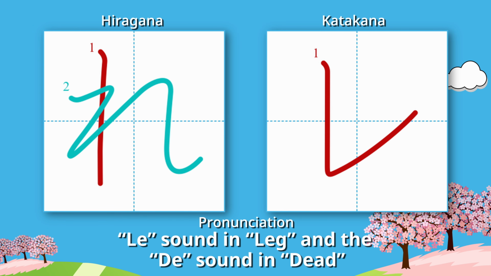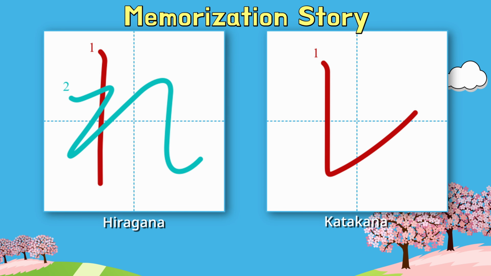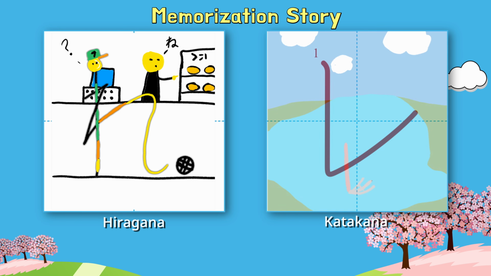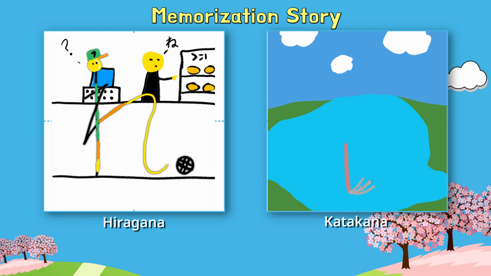These characters represent a blend between the le sound in leg and the de sound in dead. Our 7-Eleven employee is back for the hiragana de. This time he's using his leg to play with a soccer ball while working at the register. The katakana de is a rake in a lake.